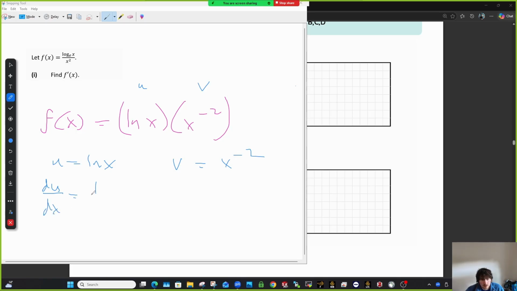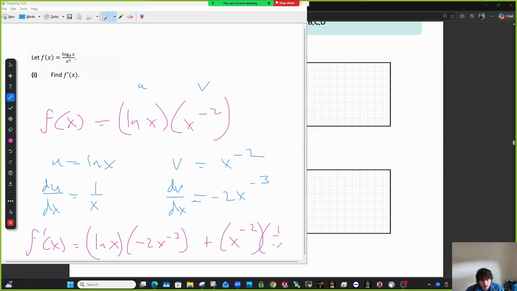du dx, being neat, is 1 over x. dv dx is you multiply down with the power, minus 2, and you reduce the power by 1. Great, so then we sub that into our product rule formula, but it's pretty easy, remember off by heart, just go u, multiply by the other guy taking a derivative of, and then it's always a plus, and then it's v multiplied by the other guy taking a derivative of, which is 1 over x. And now we can absolutely simplify this.